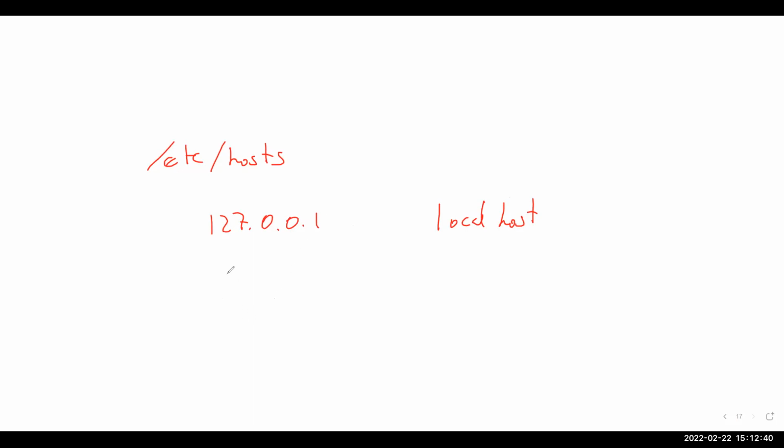But then you might have other IPs, like 192.168.1.3, and that's just some server. Let's say it's called Canada, I don't know. Whatever it is, it's just some server that you want to get to, and then you have the host mapping there. Okay.